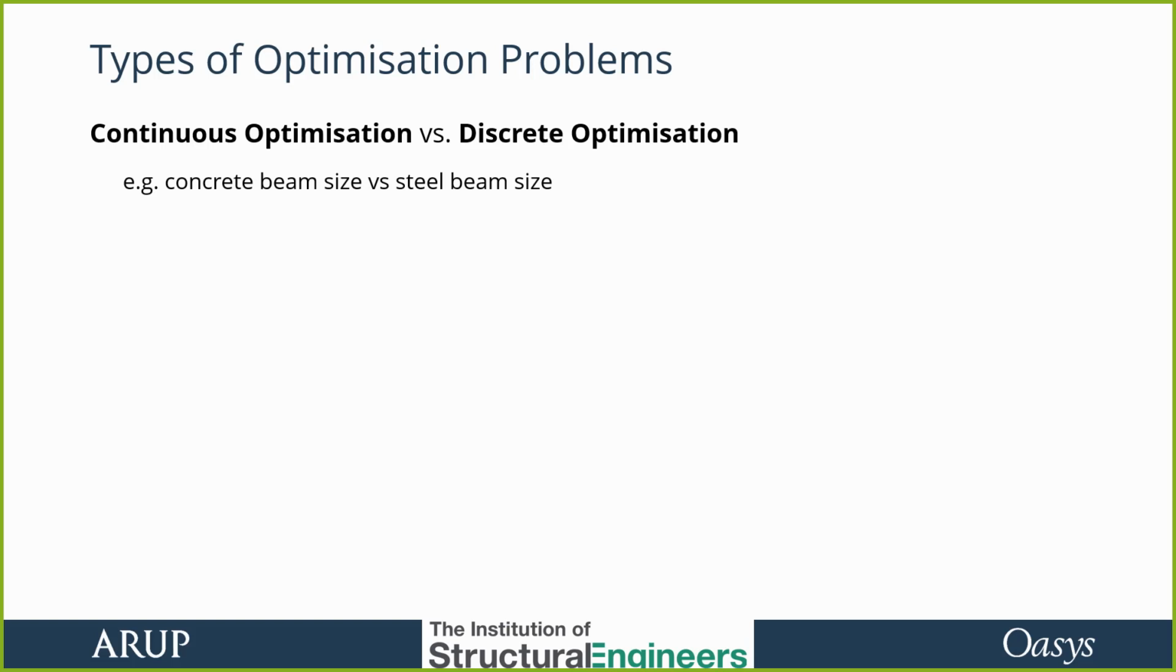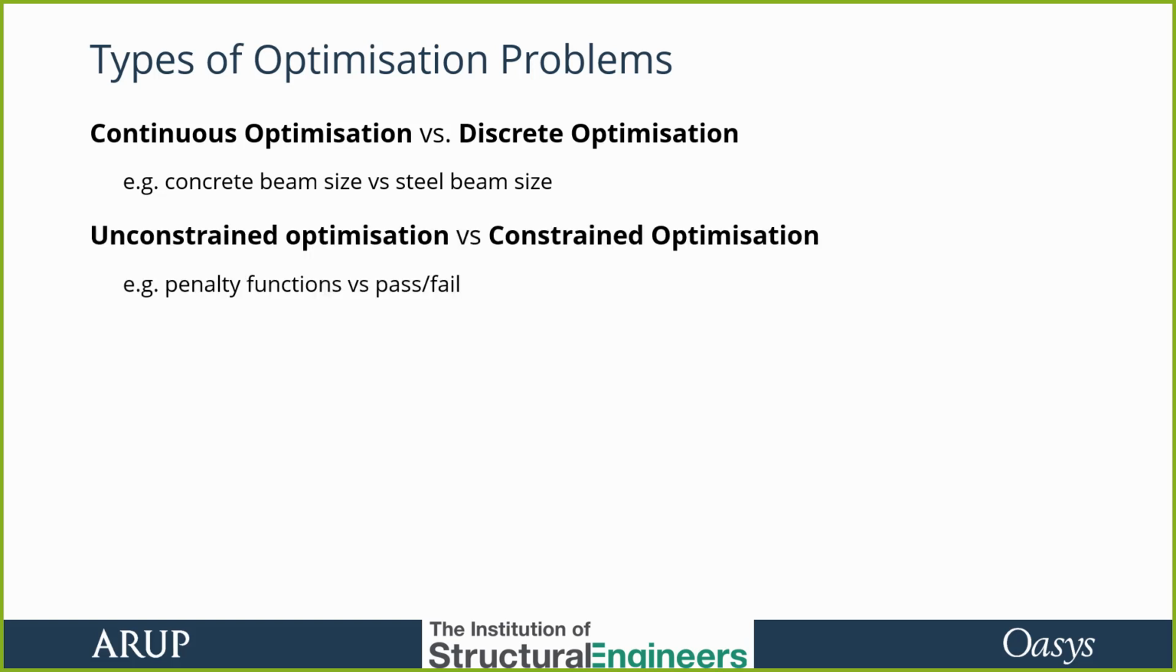Continuous optimization versus discrete. Continuous optimization might be a concrete beam size. We can make it any size you want. But discrete optimization is steel beam sizes. There are limited sizes in the catalogue. If you're doing plate girders, there are limited plate sizes and so on.